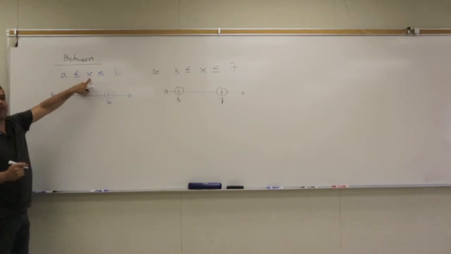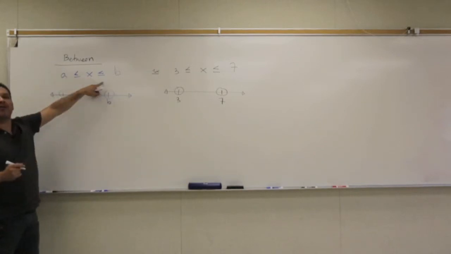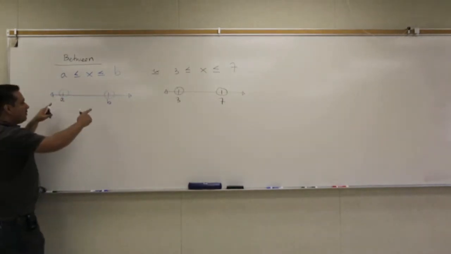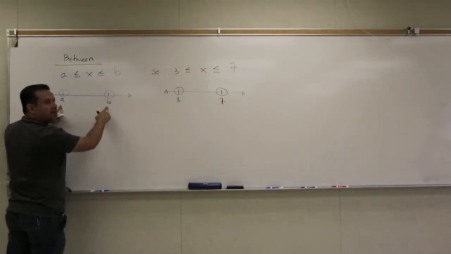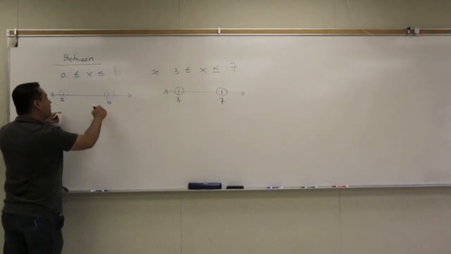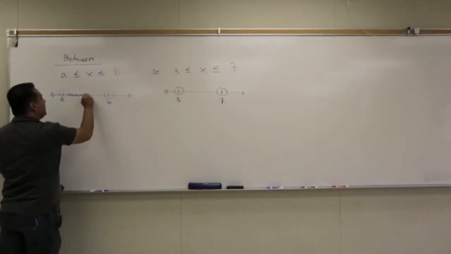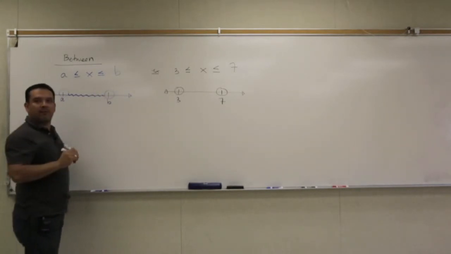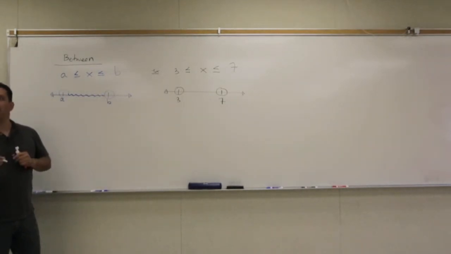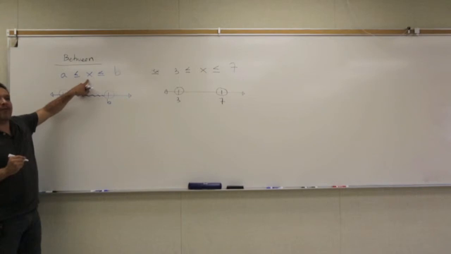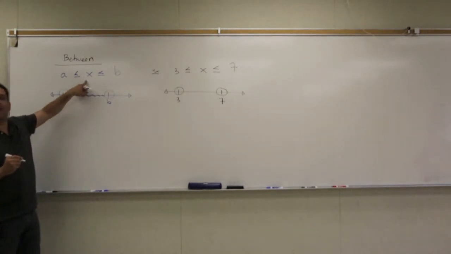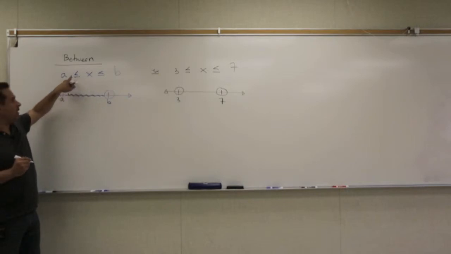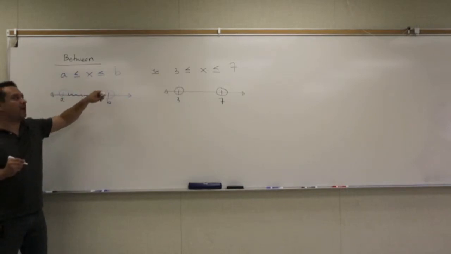X are the numbers between A and B, which need to be shaded. What numbers are between these two numbers? In other words, what portion of this line needs to be shaded? Whatever's in between. Right in the middle. You guys okay with that? So we shade the numbers that are right in between what two values? Here it's A, here it's B.